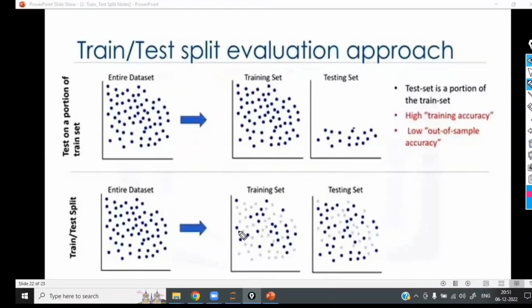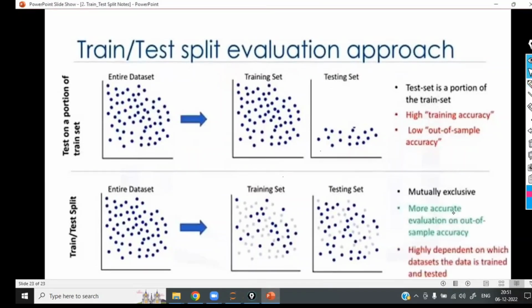Now, in this case, what happens if both of them are exclusive? This is a more accurate evaluation for out of sample. Now, the out of sample questions are purely his knowledge only. If he has got 60%, it means really 60% knowledge; 70% means 70% knowledge, because this is entirely new now. Completely new questions. He doesn't know anything.